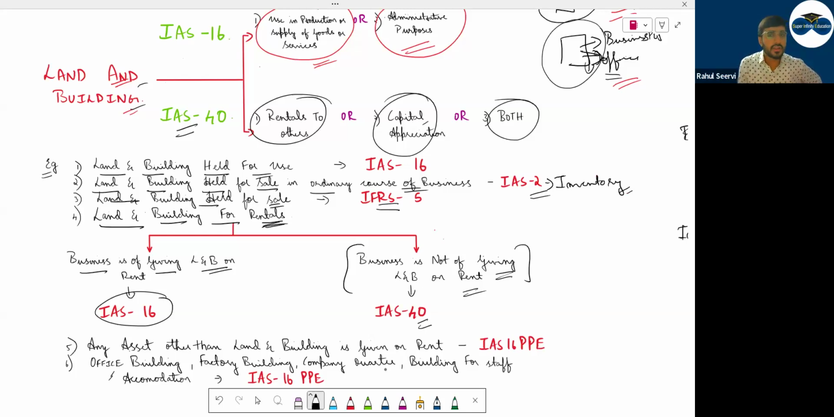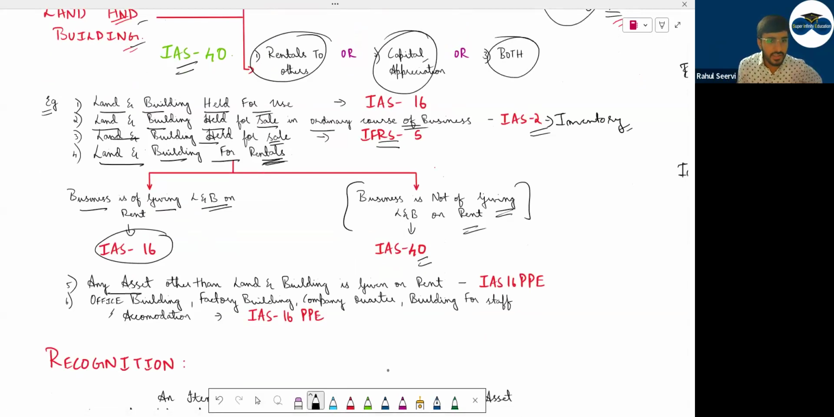Land and building for rental. If it is for business purpose, it's your business only, then IAS 16. If not, IAS 40. Any asset other than land and building that is given on rent, IAS 16. If I have given an iPhone on rent, or a machine on rent, etc., any other PP will come under IAS 16 only. Only for land and building you have a separate classification. Why is this important? When you come to IAS 40, you have a lot of MCQ questions regarding the classification between IAS 16 and IAS 40.